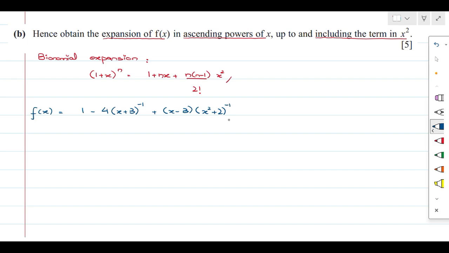Now here we have to expand this function f of x by applying the binomial expansion. So basically we have to expand this, but the first term should be your 1 and the second is your function of x, right? So let me rearrange. We have the function f of x is equal to 1 minus 4.